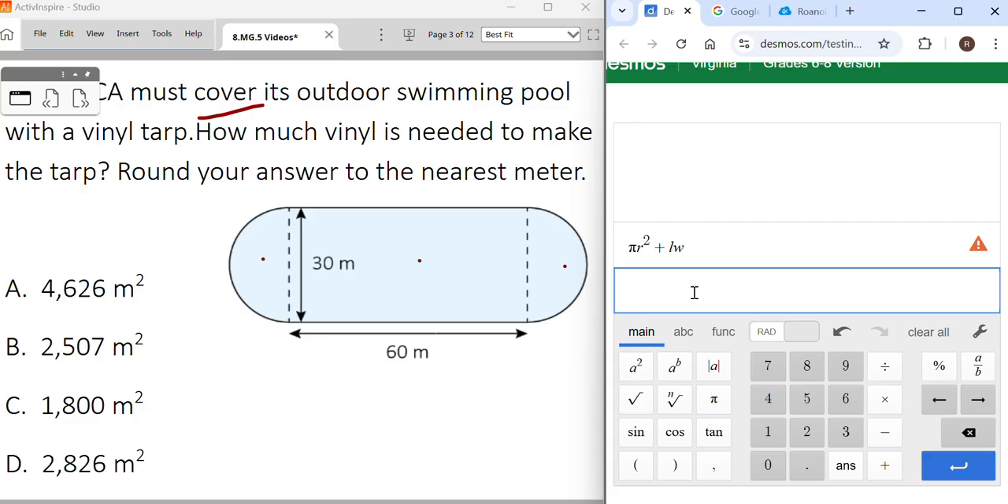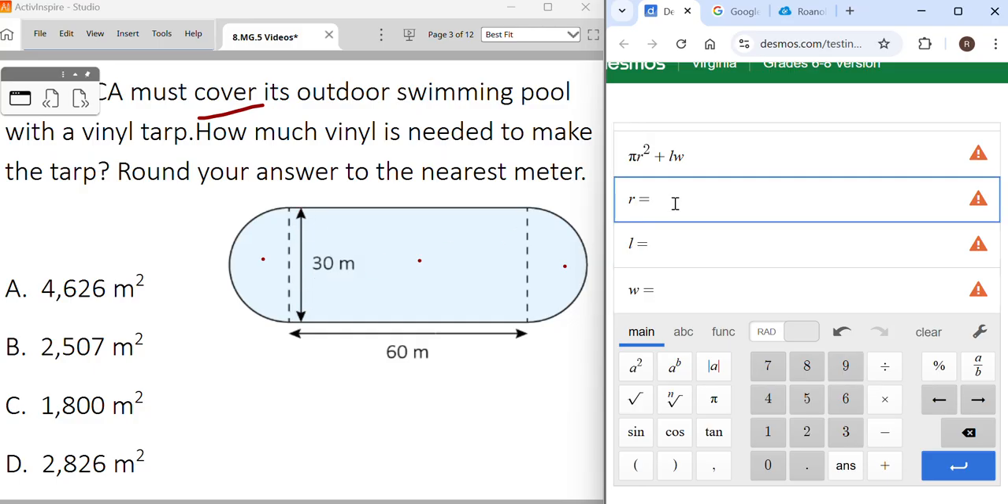Now, again, we have to tell the calculator what it needs to be able to calculate this. The calculator does not know our radius, it does not know our length, and it does not know our width. So let's look at our diagram. From the top to the bottom is 30 meters. That is the diameter of that circle.